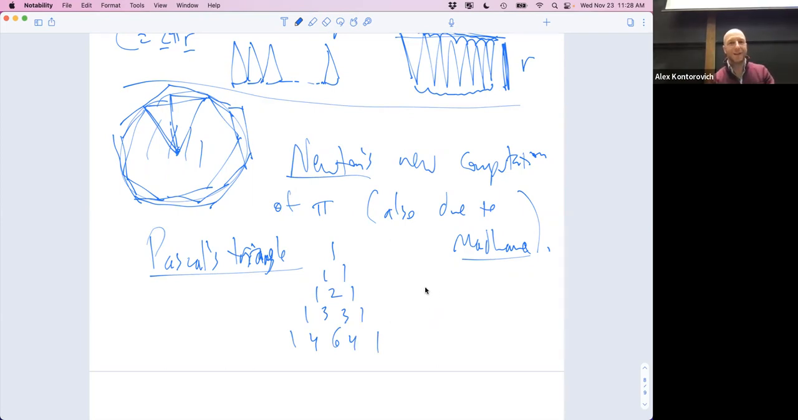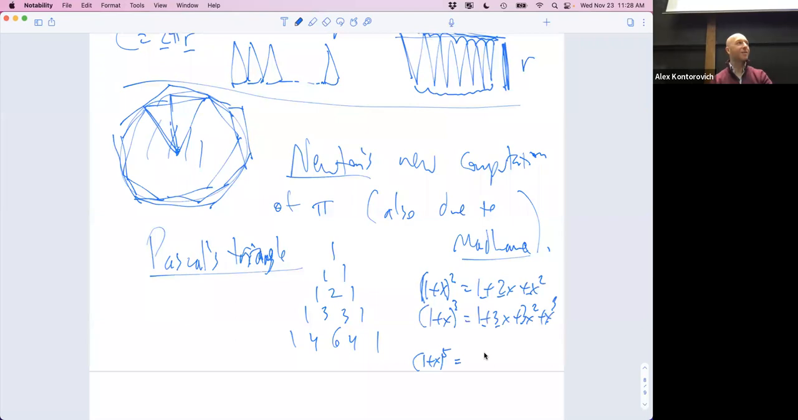What is it representing? Yeah, polynomial coefficients, exactly. If I take (1 plus x) squared, that's 1 plus 2x plus x squared. 1, 2, 1. 1, 2, 1. If I take (1 plus x) cubed, that's 1 plus 3x plus 3x squared plus x cubed. 1. What's (1 plus x) to the 5th?